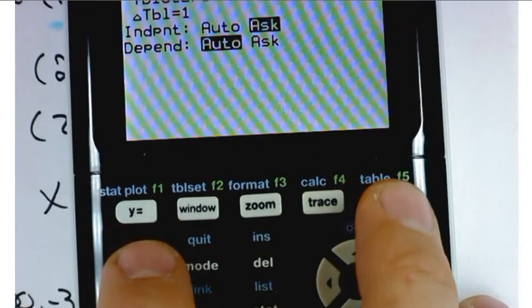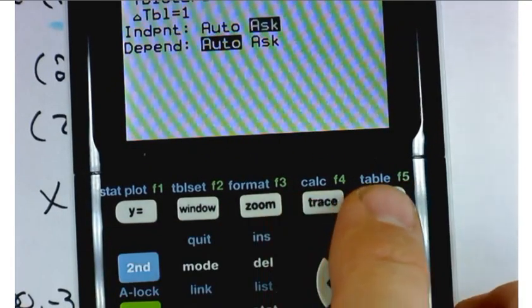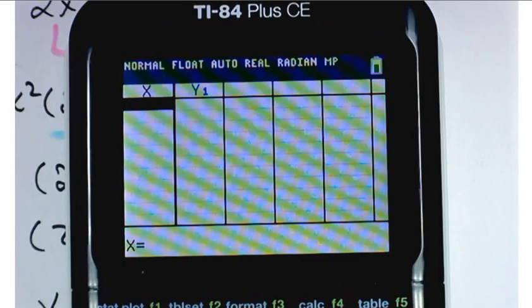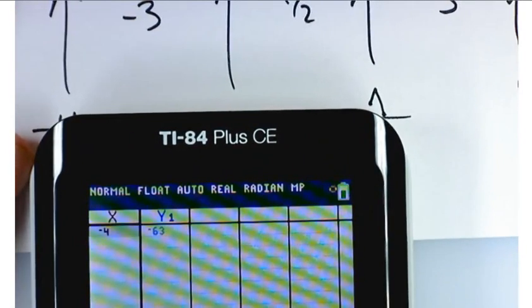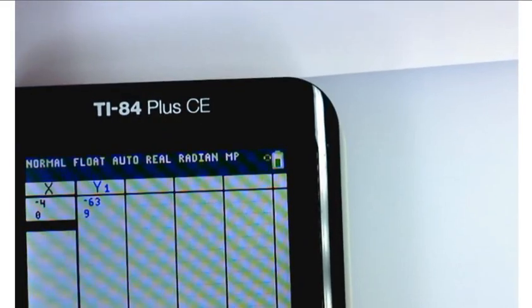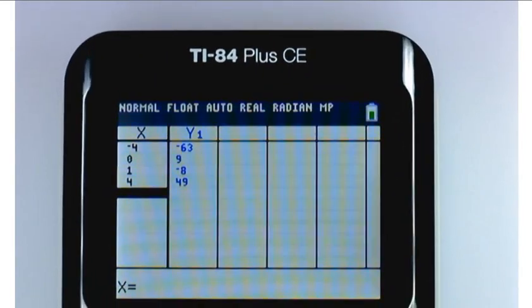So to get to the table, press the second key, then the graph key. That'll take you to the table. Let's use Keegan's values here. We want -4, 0, 1, and 4. And that's the table that I'm getting.